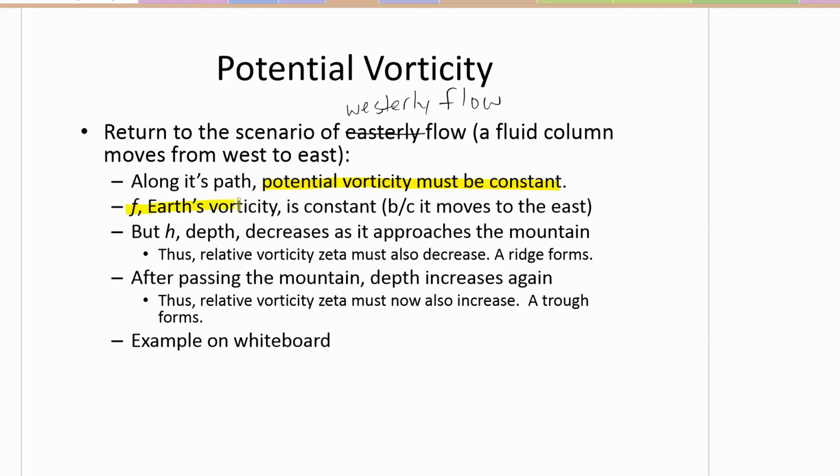We've got Earth's vorticity. It's constant because we are moving east-west. Latitude is not changing. H is simply the height from the surface to the top of the troposphere, and that's going to change as you go over the mountain. Notice it decreases as you go over the mountain.